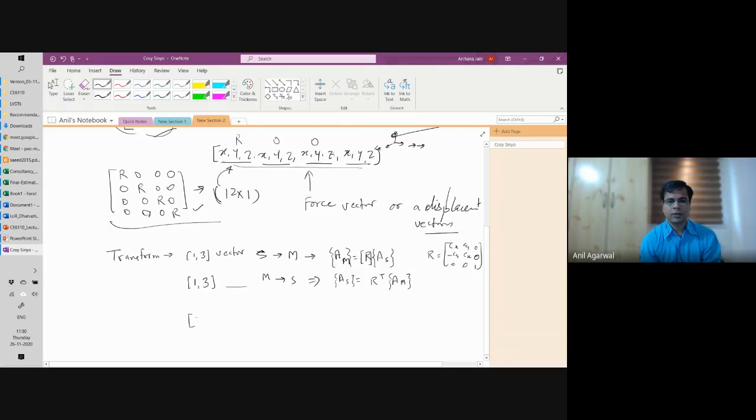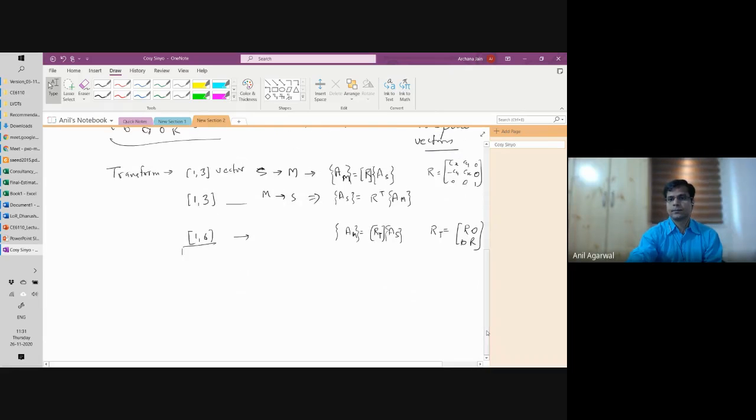Likewise, we have learned if I have a 6x1 vector, then AM will be equal to RT AS, and my RT will be equal to nothing but R 0, 0 R, because this was a 6 component vector. Correct? This is for structural to member. Similarly, if I'm doing member to structural for a 6x1 vector, then I will have AS is equal to RT transpose AM. This RT is still the same, but for RT transpose we just have to take the transpose of this one. These are actually supposed to be inverse, but it turns out that for these transformation matrices, inverse is the same as transpose, so we will simply use the transpose. That is easier to do.